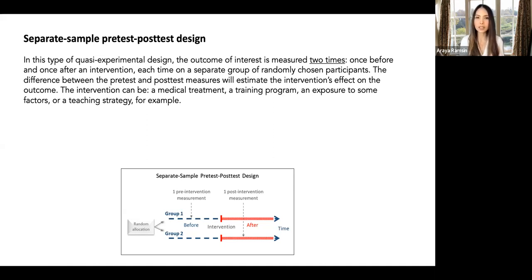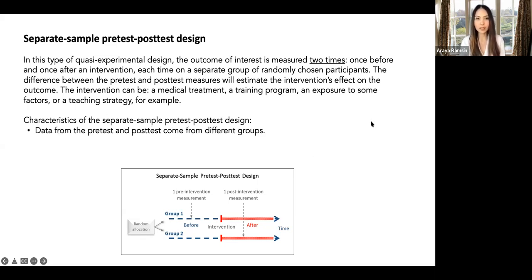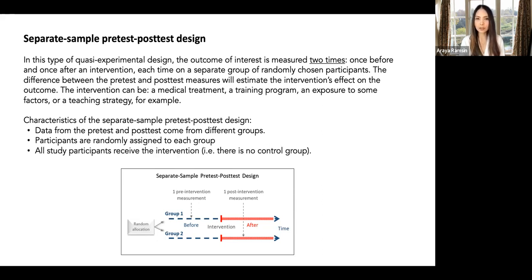And the interventions can be, again, whatever you want to measure: a treatment, training program, exposure to some factors, or teaching strategies. Characteristics of separate sample pre-test post-test design include, first one, data from the pre-test and post-test can come from different groups. Participants are randomly assigned to each group, and all study participants receive the interventions.